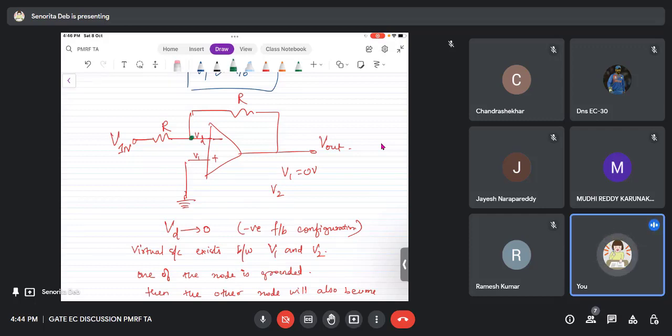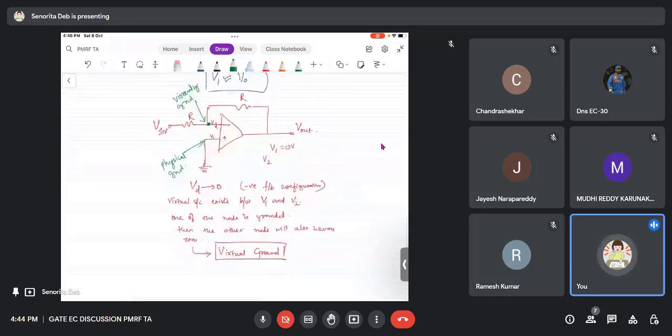So this one is virtual ground. Virtually it is at ground. And this is a physical ground. So this one is connected to physical ground. Is this clear? Okay. So a true or false statement can come, that the virtual ground concept can only be applied in a negative feedback circuit. It's a true statement. Got it?